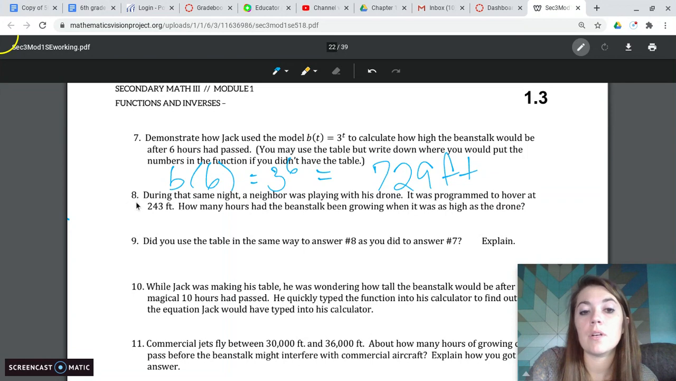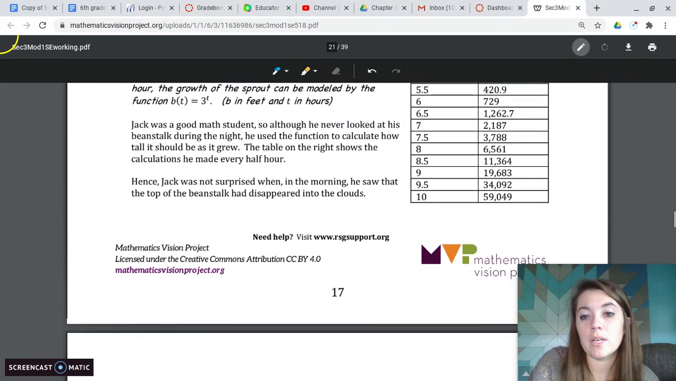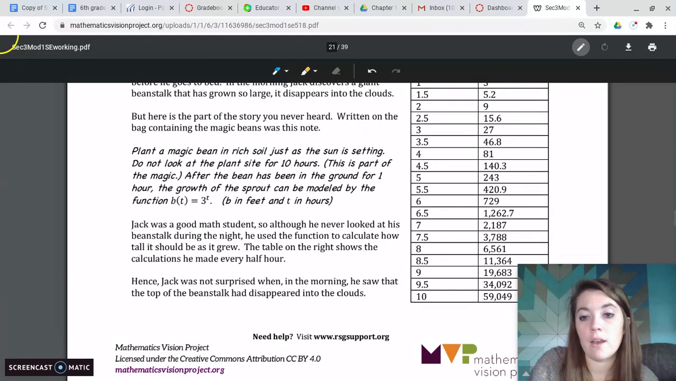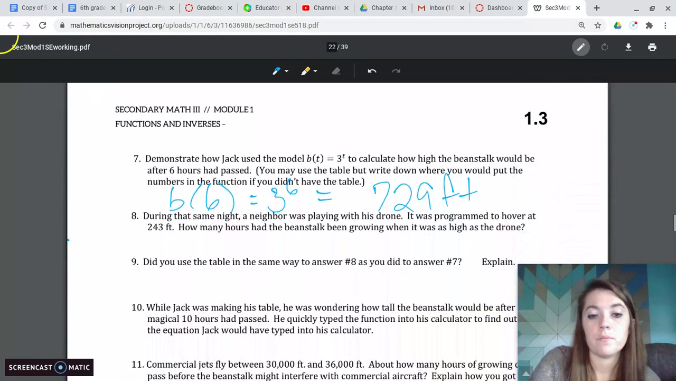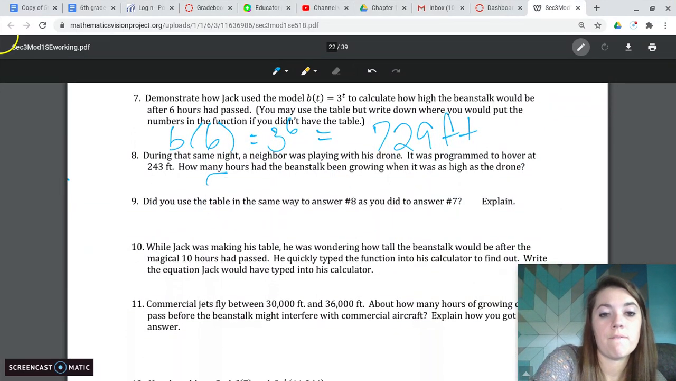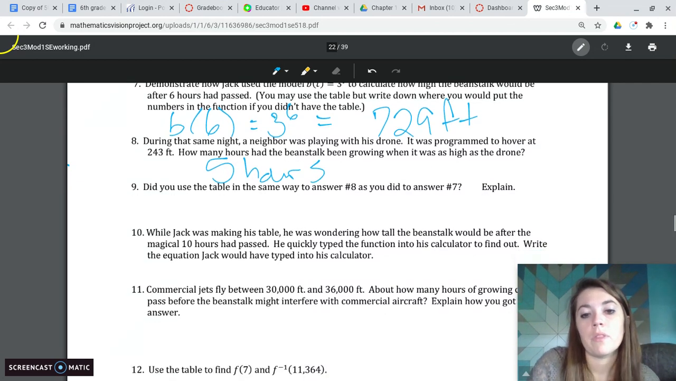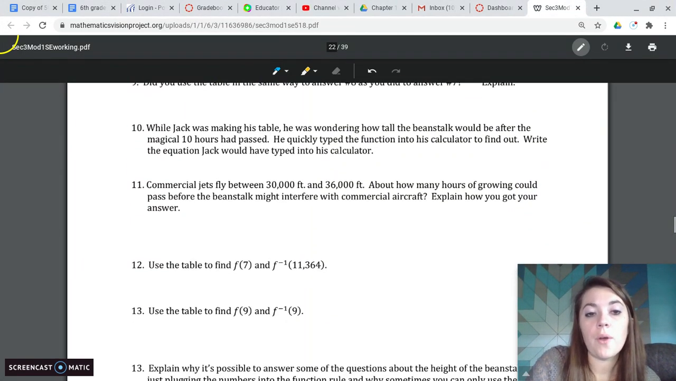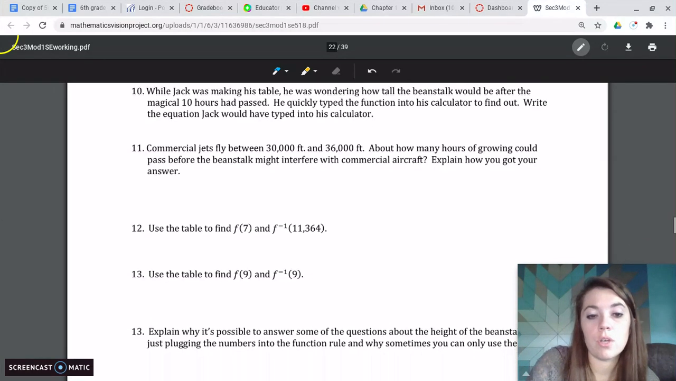Now, the next question is talking how many hours. So you're looking for the hours it took to get to 243 feet. So we go back to our table and we find 243, which was 5 hours. So this is going to be 5 hours. Now, you guys are going to do 9, 10, and 11. Use the table to help you. That table is going to be crucial in you solving these.